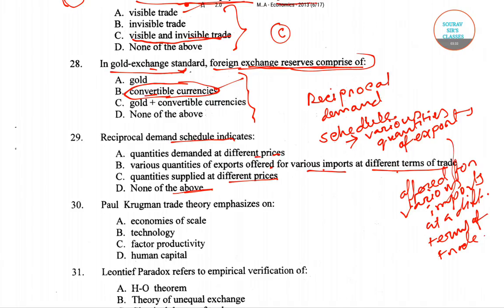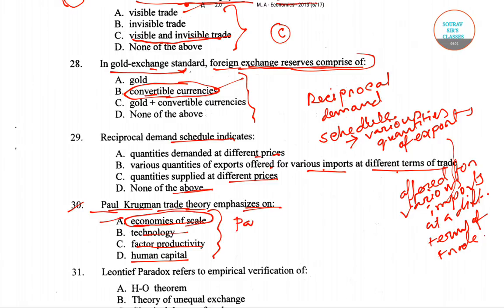Now we'll go straight to question number 30. It is asked, Paul Krugman trade theory emphasizes on, four options are given: economies of scale, technology, factor productivity, and human capital. The right answer would be economies of scale. So Paul Krugman trade theory emphasizes on economies of scale.